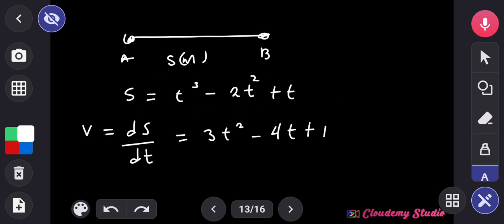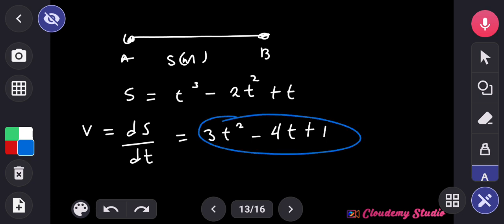So the speed now, right? The speed is given as 3t squared minus 4t plus 1. We now want to look for the time. The only way we can look for the time here, you will notice that this particular formula is a quadratic equation. It's a quadratic equation, you understand? Now, what are we going to do in this case? We are going to solve it quadratically.